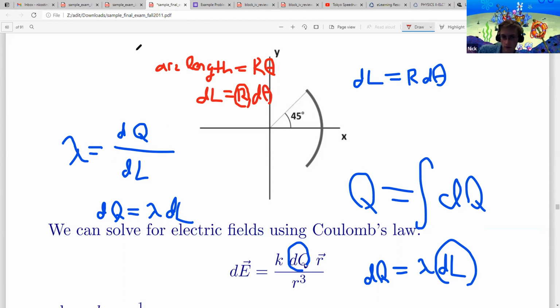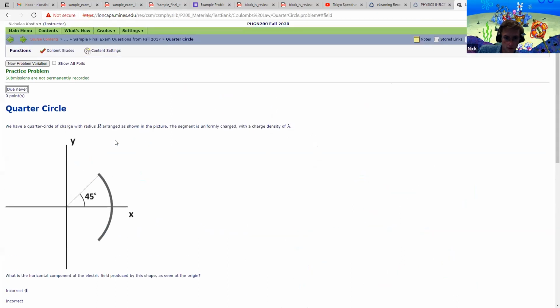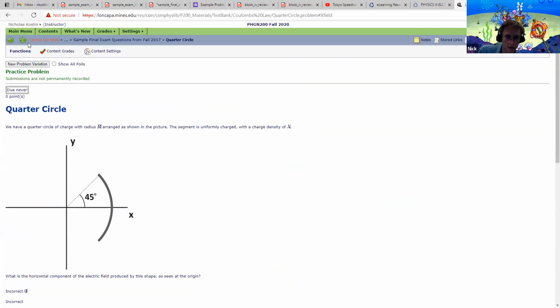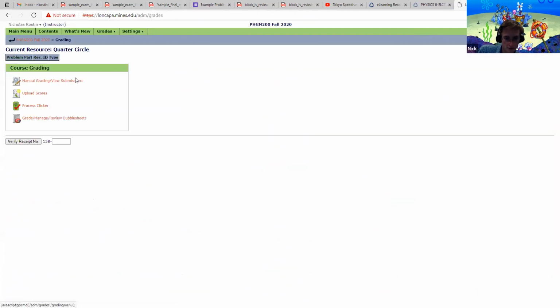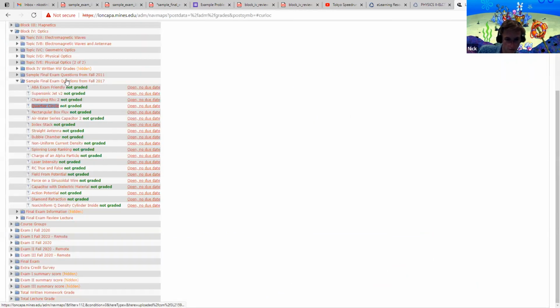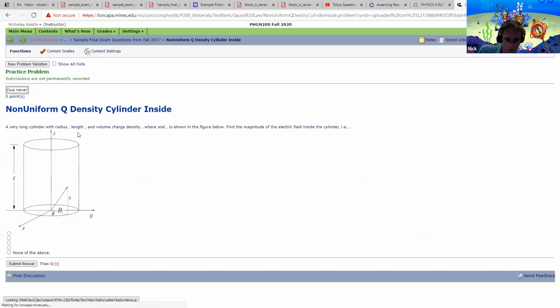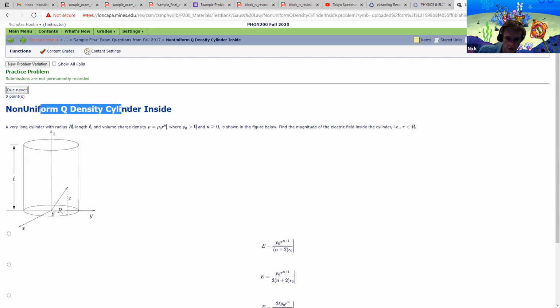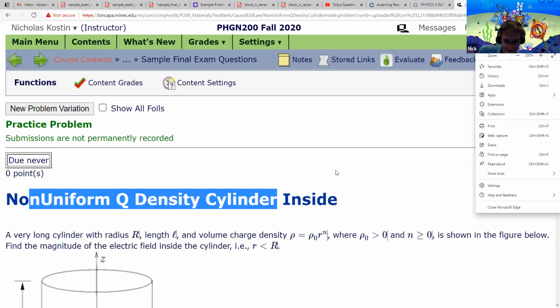Awesome. Let's do a Coulomb's law problem. I'm going to pull from the same practice test, from fall 2017 on the final exam sections. And it's the very last problem. It's called non-uniform Q density cylinder inside, which is not the best title, but whatever. Let's zoom in so you guys can see it.